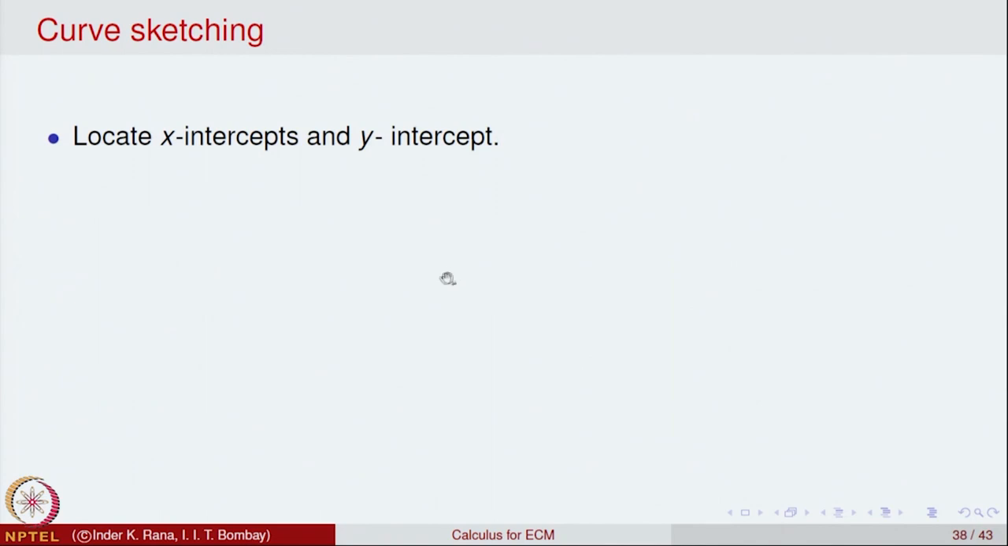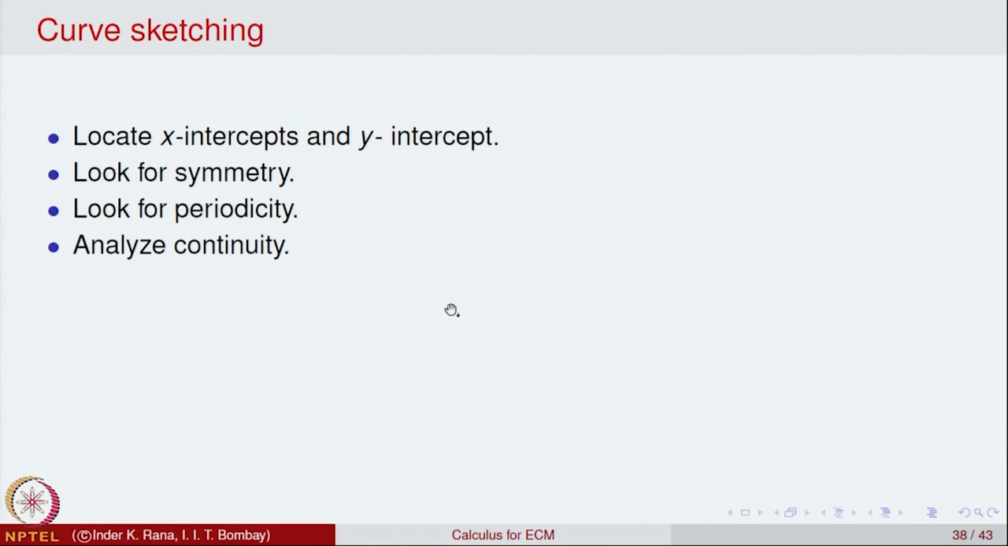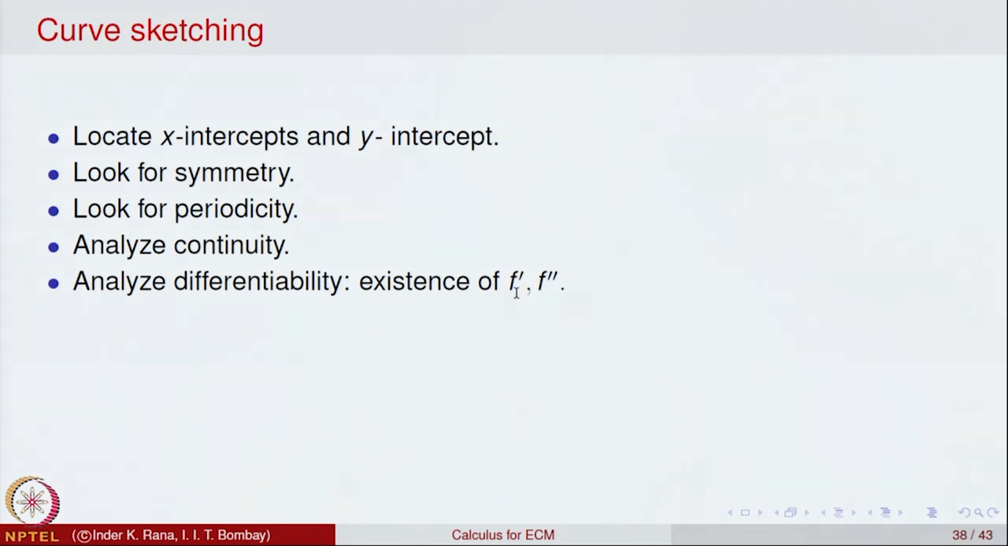One should locate what is the x intercept, what is the y intercept, look for symmetry, is it an odd function or an even function. Look for periodicity, is there any periodicity in the function. Look for continuity, whether the graph is continuous everywhere. Are there any points where the function is discontinuous? What type of discontinuities are there, and so on. Then look at differentiability, whether the function has a derivative everywhere. What is the nature of the first derivative? What are the points where the first derivative is equal to 0, critical points? First derivative positive or negative gives you increasing, decreasing.